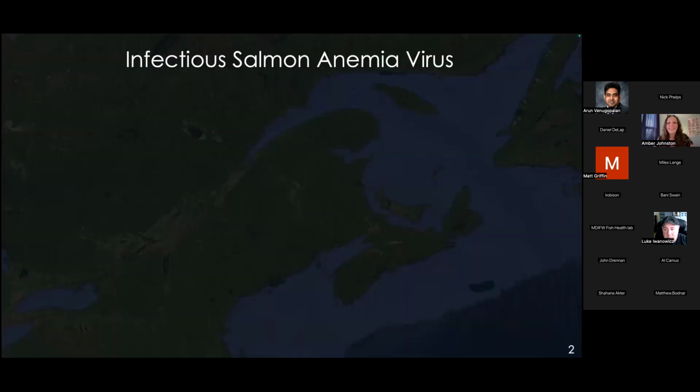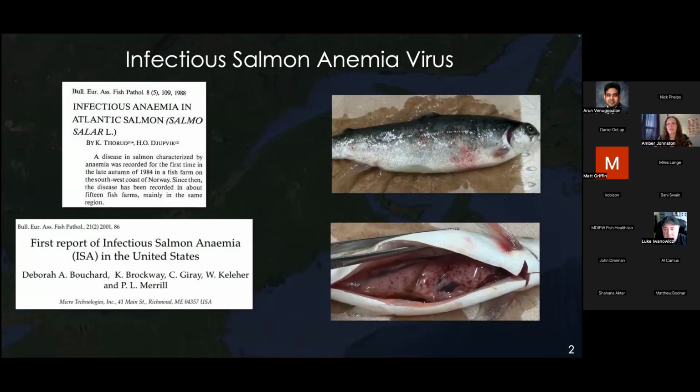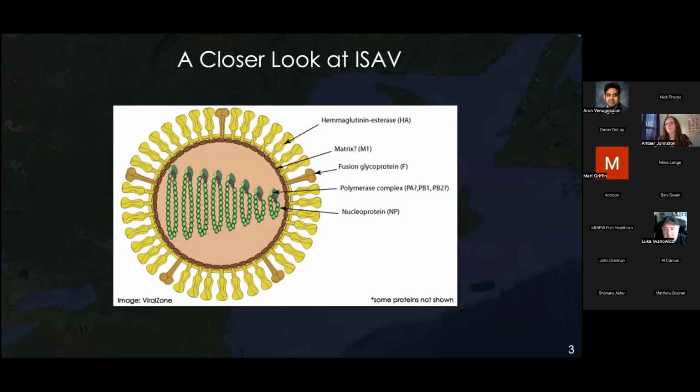All right, without further ado, one of the most infamous diseases affecting the Atlantic salmon industry is infectious salmon anemia, caused by infectious salmon anemia virus. First described in 1988 and reported in the US in 2001, the virus not only causes severe clinical disease, but is also one of the most intensively managed finfish pathogens globally due to its capacity to create epizootics.